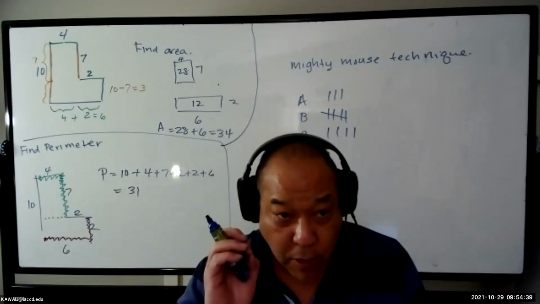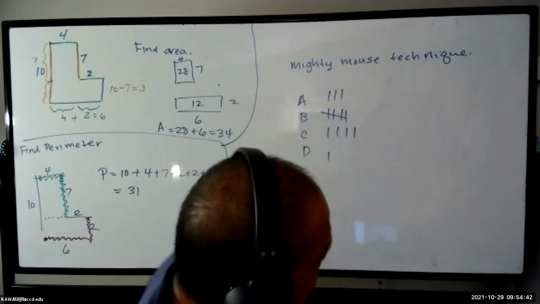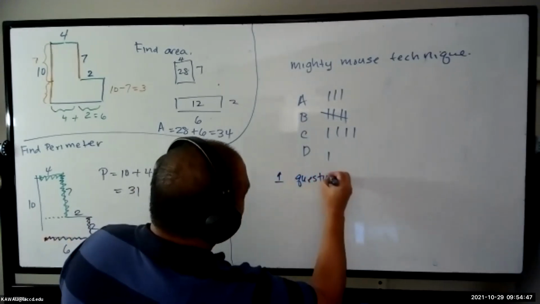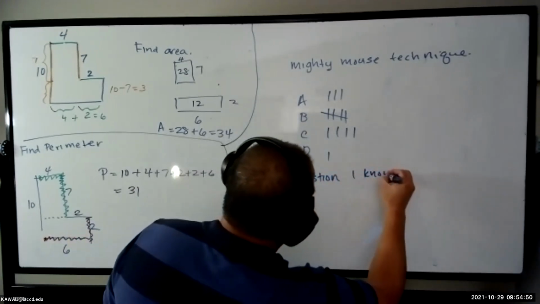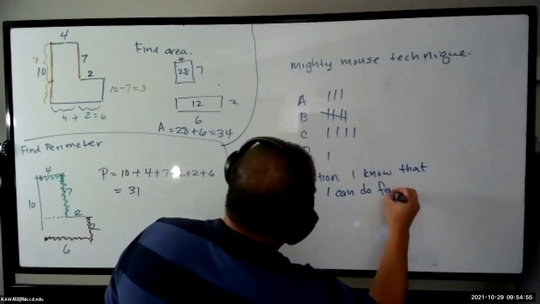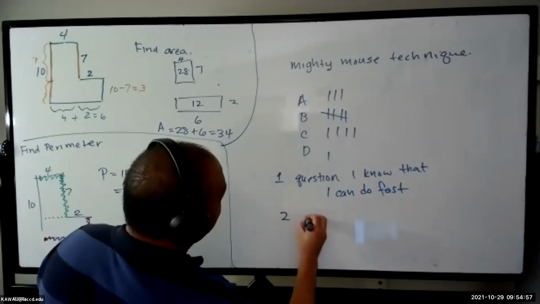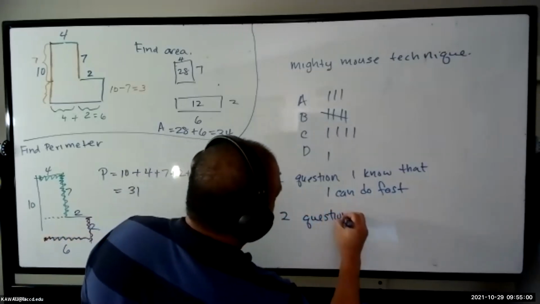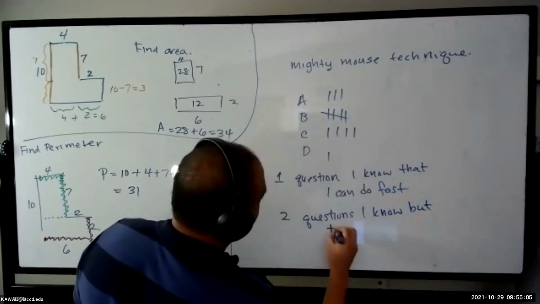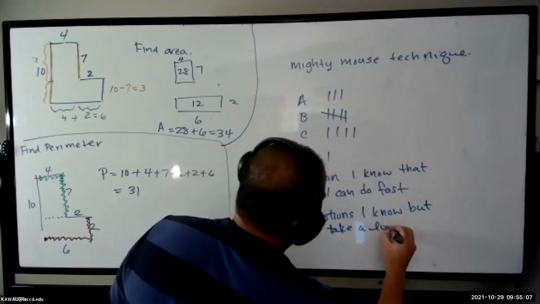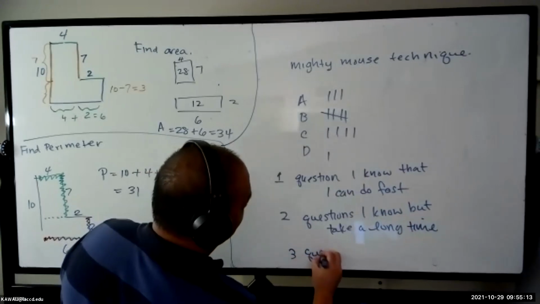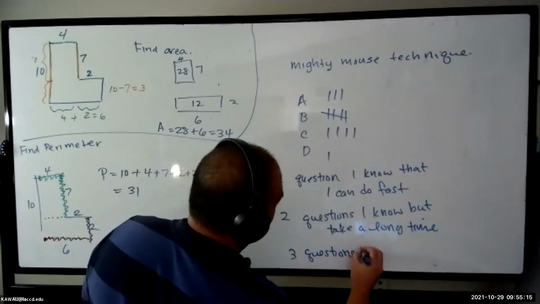Now, there is a priority in which you answer questions. The very first priority is questions I know that I can do fast. Second, questions I know, but take time. Third, questions I'm lost on.